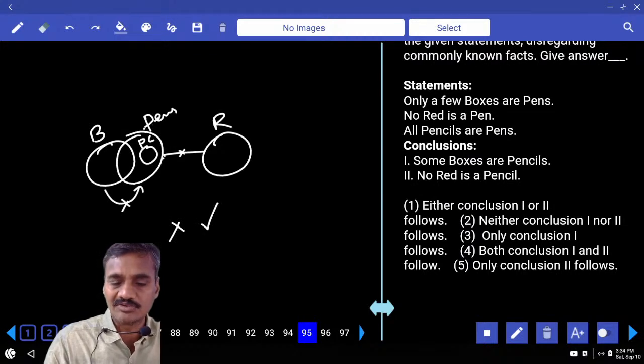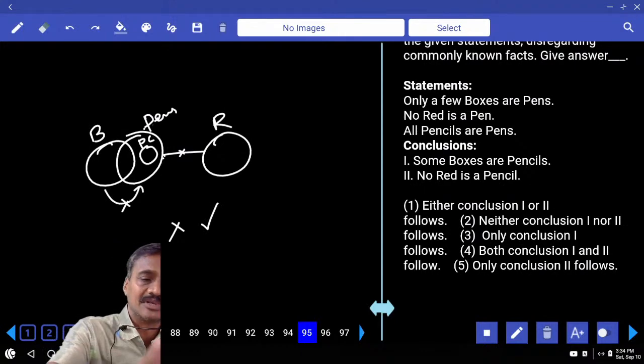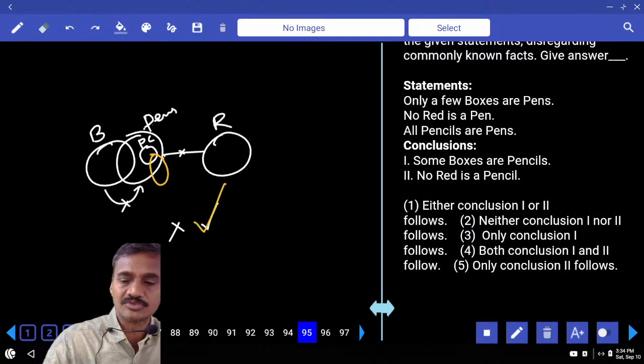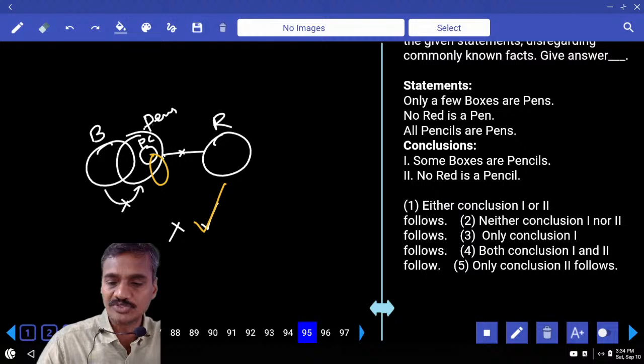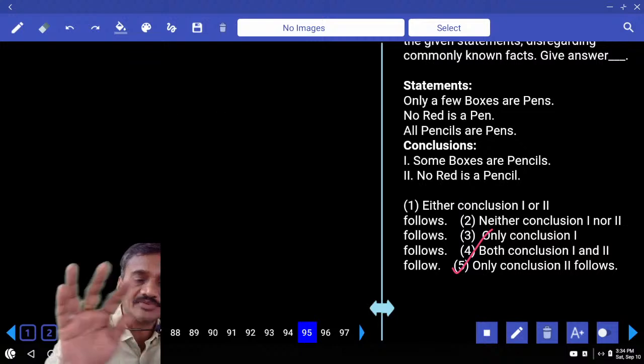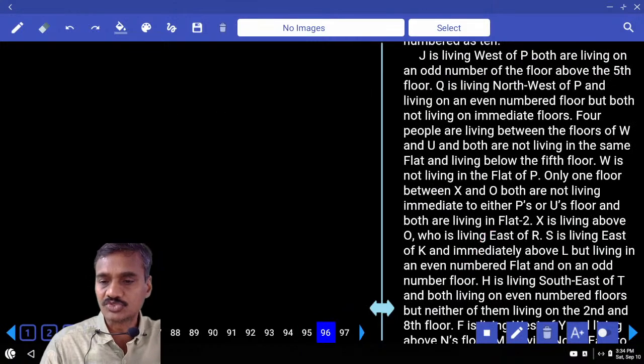To make the second one false, no red is a pencil false means we should say some red are pencils, so red and pencil must be joined. Is there a chance of joining like this? An alternate diagram cannot be true forever. And so what is your answer? Choice 5. Now how many questions have we done? 25 questions are done. Then 96 to 100.